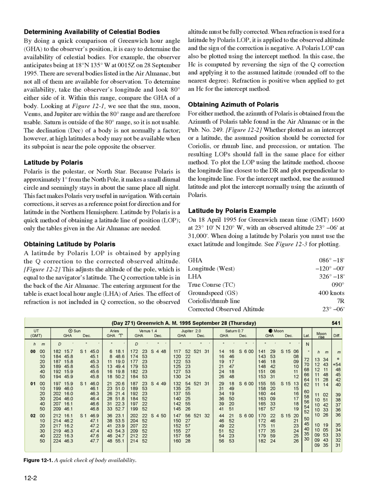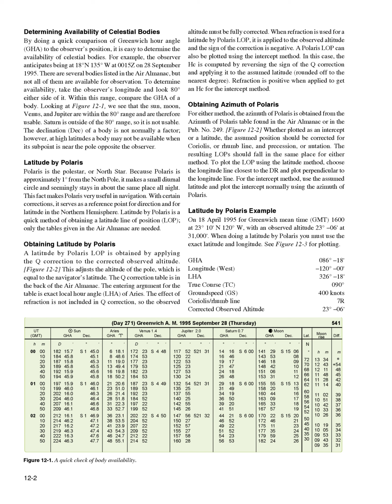A Polaris LOP can also be plotted using the Intercept Method. In this case, the HC is computed by reversing the sign of the Q correction and applying it to the assumed latitude, rounded off to the nearest degree. Refraction is positive when applied to get an HC for the Intercept Method. Obtaining azimuth of Polaris. For either method, the azimuth of Polaris is obtained from the azimuth of Polaris table found in the Air Almanac or in Pub.